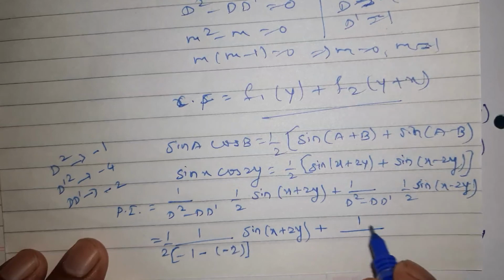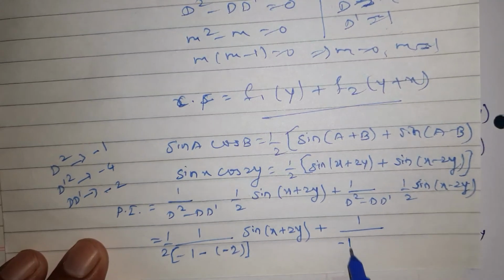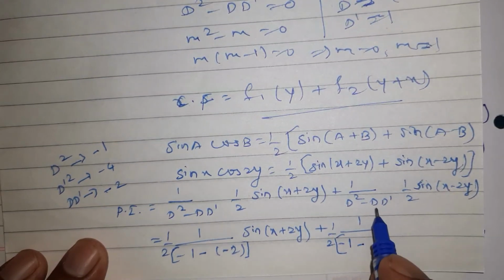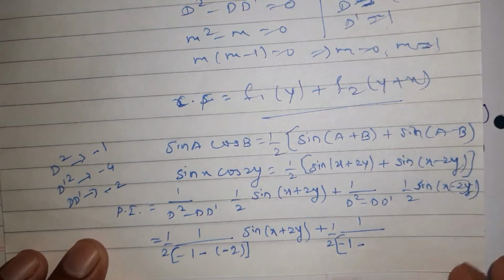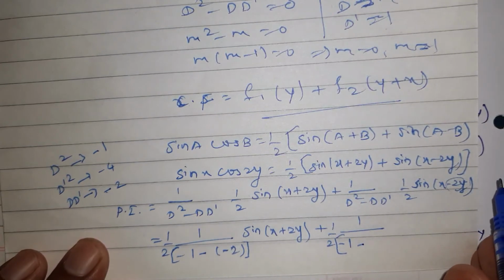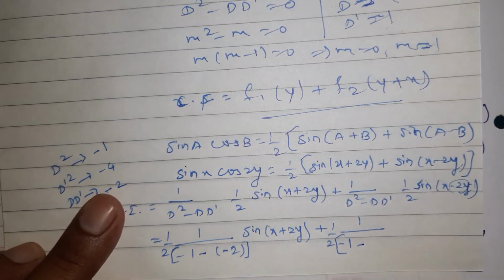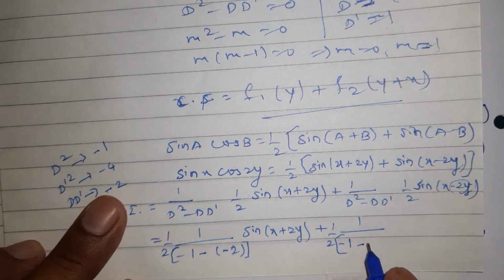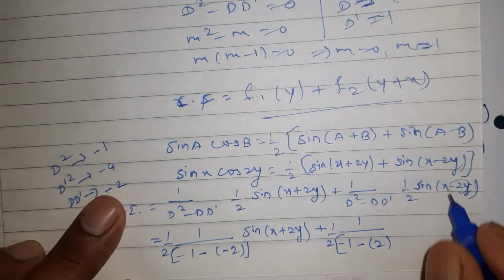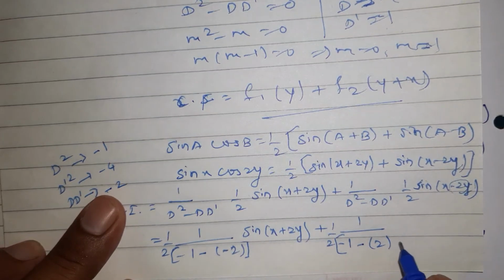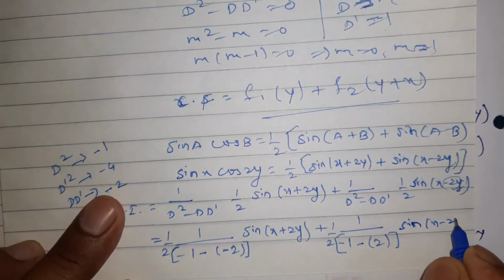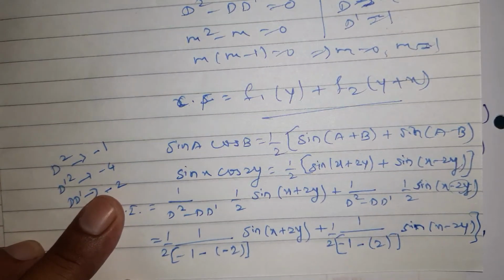Plus again 1/(D² − DD′), replace D² by −1, with 1/2 outside, no problem. Minus DD′: here I have to replace with −(−2)², which means again plus 4. Hmm, and DD′ I have to replace by −ab, so here plus ab, sin(x − 2y). Got it?